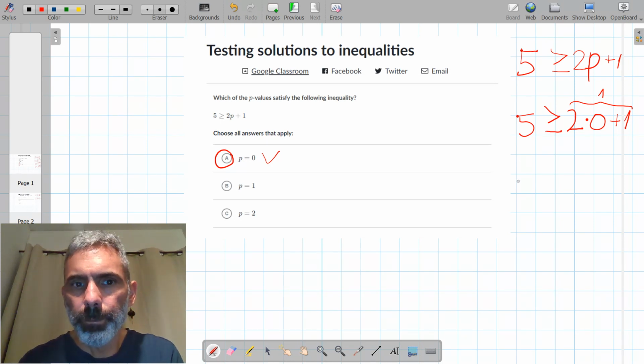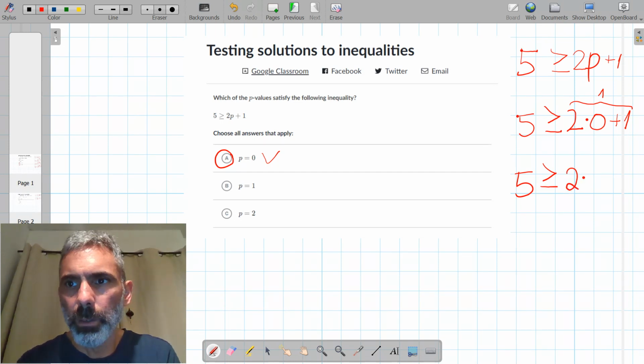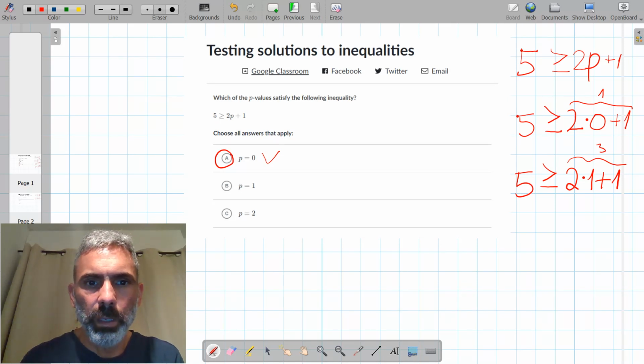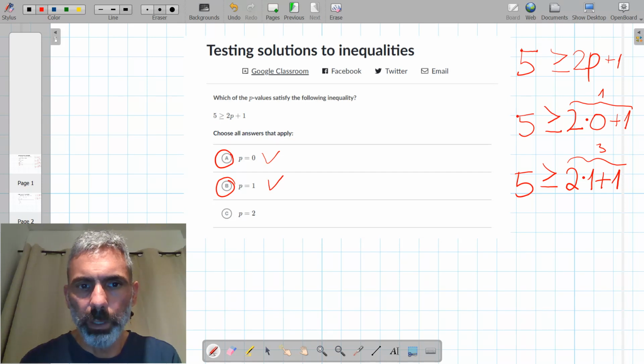Option B, 5 is greater than or equal to 2 times, instead of p, we plug in 1, plus 1. 2 times 1 is 2 plus 1 is 3. So on the right hand side of the inequality we have 3, and 5 is indeed greater than 3. So option B is also correct.